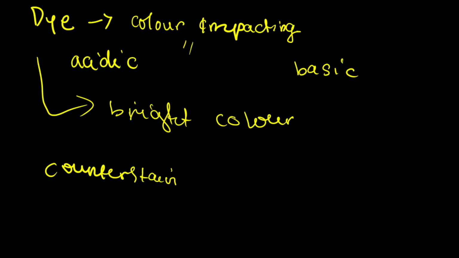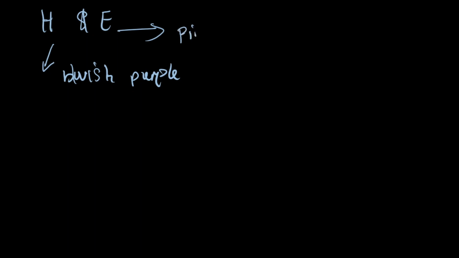For this video, the particular stain or dye we would be considering is hematoxylin and eosin. Taking a look at the H&E stain, the hematoxylin part of this stain gives a bluish purple color to the tissue component, while the eosin gives a pink to red color to the tissue component.